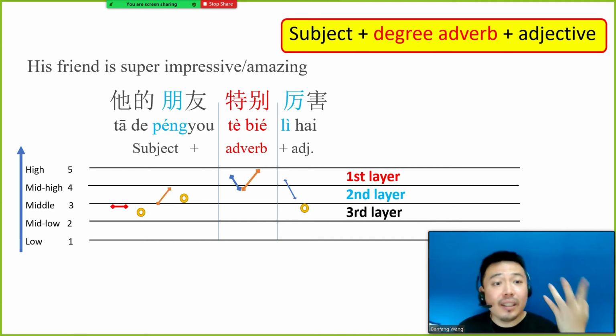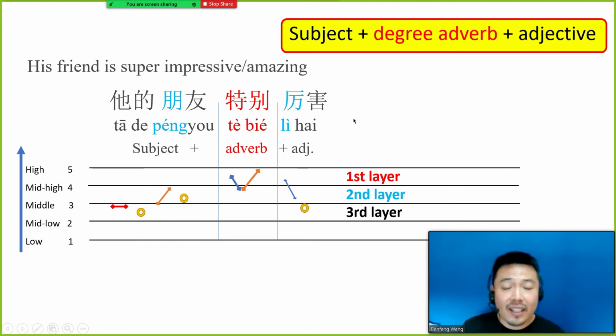他的朋友特别厉害。Here, the first chunk and the last chunk, the last pinyin is the neutral tone. So we have no choice but to put the stress on the pinyin before the neutral tone. That will be 朋 and 力. They fall into the second layer. And the degree adverb 特别 in the first layer. So the sentence together will be 他的朋友特别厉害。他的朋友特别厉害。Very good.